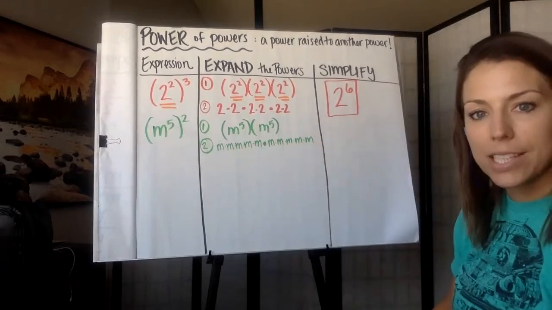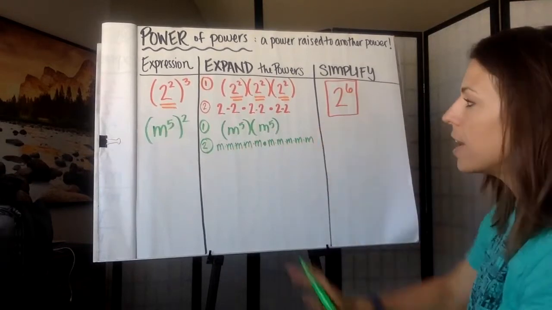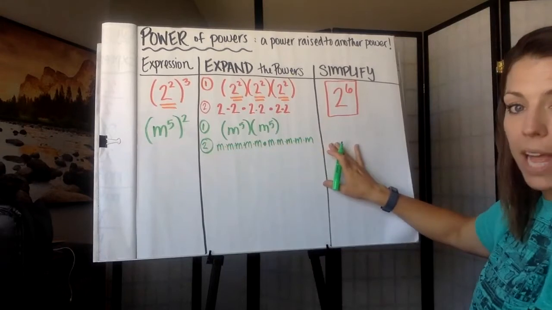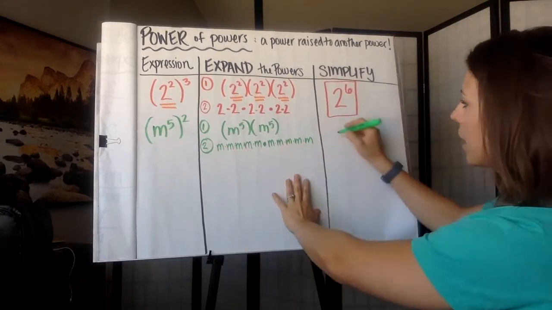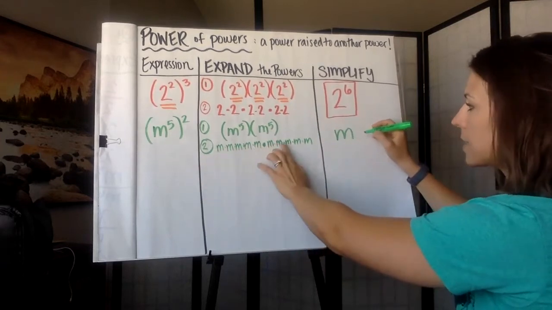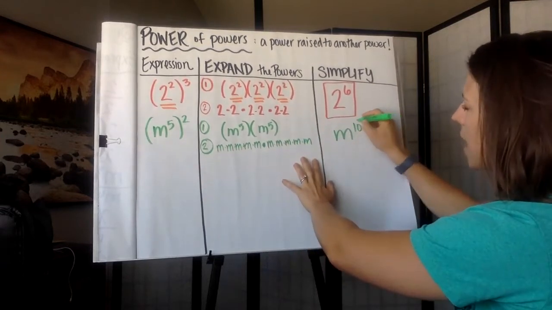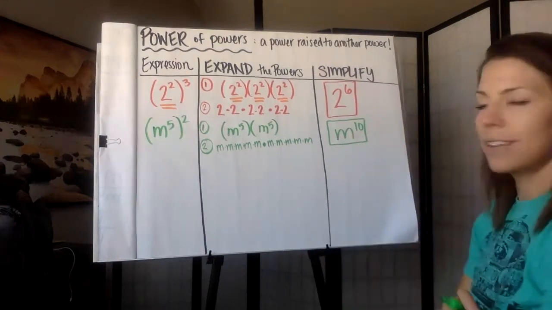And now I can write my answer. I can simplify as a single power. How many total times am I multiplying m? Well, there's 5 here and 5 more there for a grand total of, count them up, 5, 6, 7, 8, 9, 10. M to the 10th power.